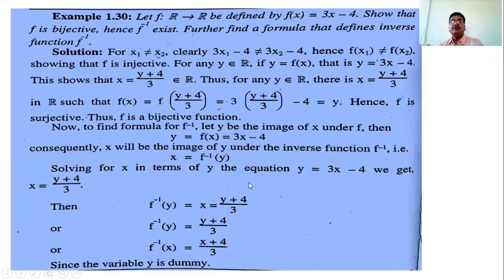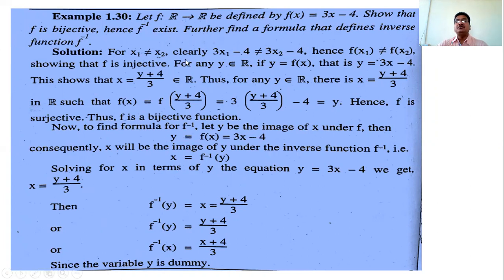Here is the same example. Let f from R to R be defined by f(x) is equal to 3x minus 4. Show that f is bijective, and hence find f inverse. After the definition of the inverse function, we will solve this problem. Here we first show the function is bijective.